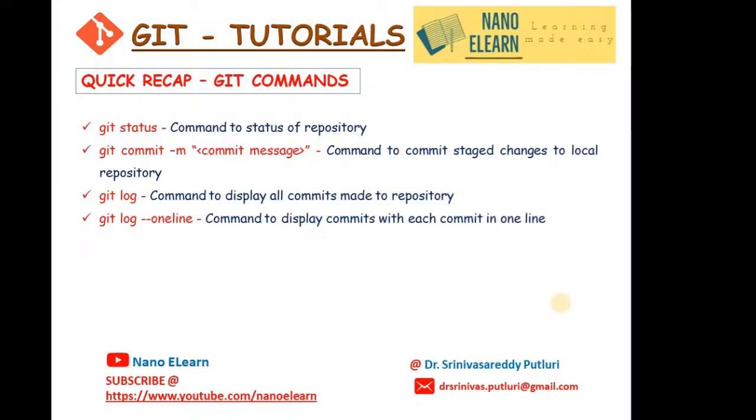Quick recap of all the git commands that have been covered in today's session. The first one is git status. This command is used to check the status of repository. Then git commit -m followed by commit message. This command is used to commit all the staged changes to the local repository. Followed by git log command. It is used to display all the commits made to the repository. Then git log -1 line is used to display all the commits with each commit in a single line.